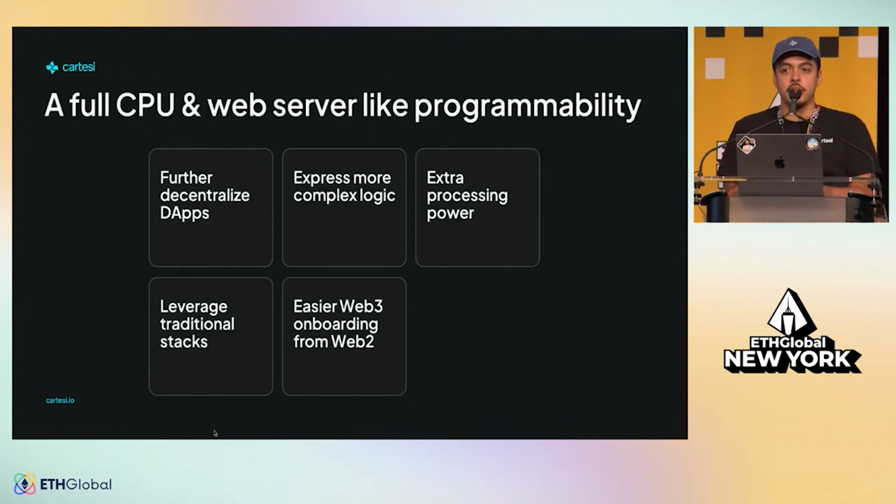So the idea here is to enable the dApps that we've been developing to be further decentralized, not necessarily needing to rely on off-chain computation or data sources and things like that. Also to have a faster development cycle, more concise and comprehensive by expressing more complex logic, by having the ability to import libraries and frameworks that many people have been building for so long. You have the ability to have extra processing power, so you can think, again, that you can use loops even and things like that. And you can leverage the traditional stacks because sometimes they're just nicer to use.